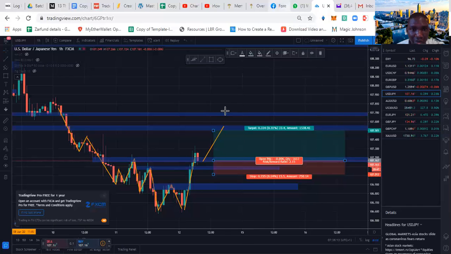How do I write this out now? This chart is not coming up.